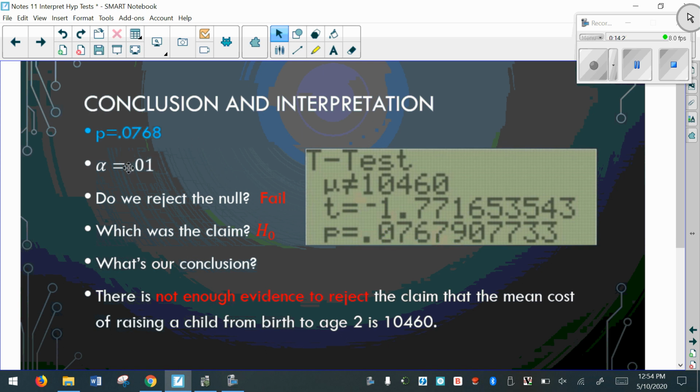This p-value is not smaller than 0.01. So what are we going to have to do? We reject the null. No, we failed to do that. Our H sub O was our claim. So if we use our chart and we fail to reject the H sub O, then you would say there is not enough evidence to reject that claim.